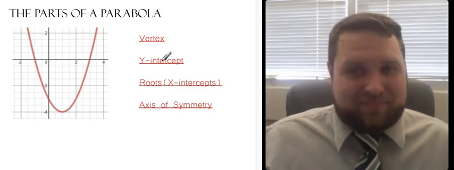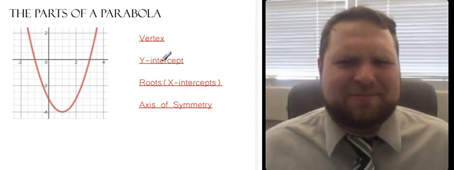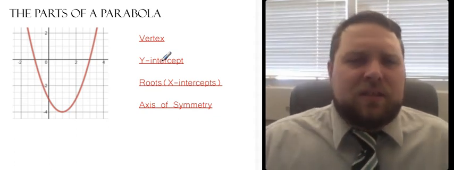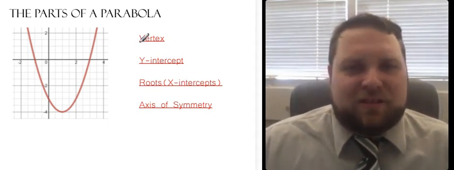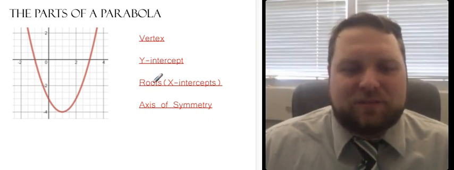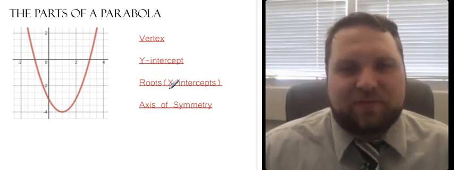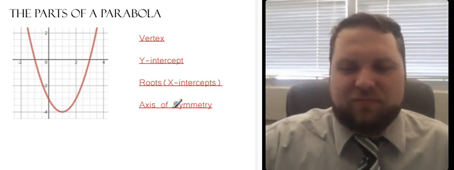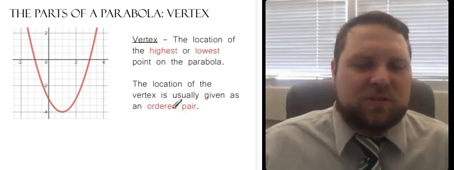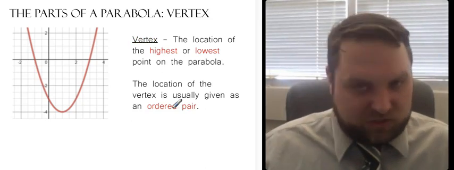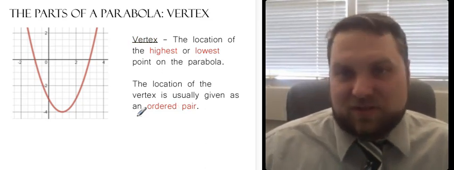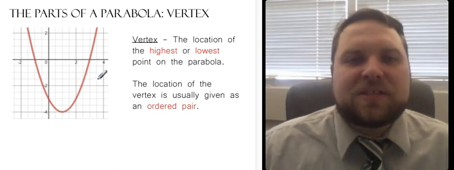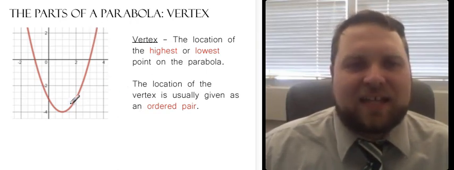Now let's talk about them in an abstract mathematical way, because hey, this is math class, right? So we have 4 parts of a parabola we're going to look for: the vertex, y-intercept, roots, which is a name for the x-intercepts, and what's called the axis of symmetry. We're going to start with the vertex, which is arguably the most important feature of the parabola. Everything else is determined by this. So the vertex is the highest or lowest point on the parabola.